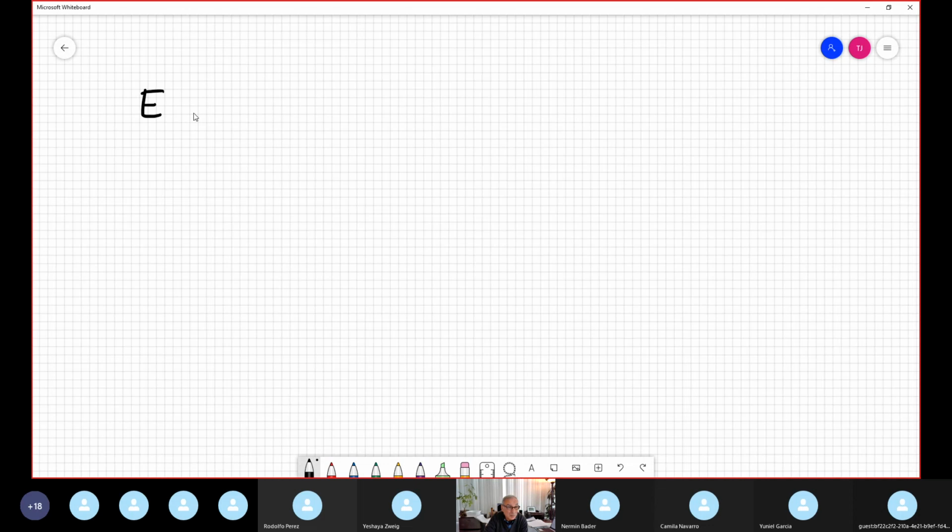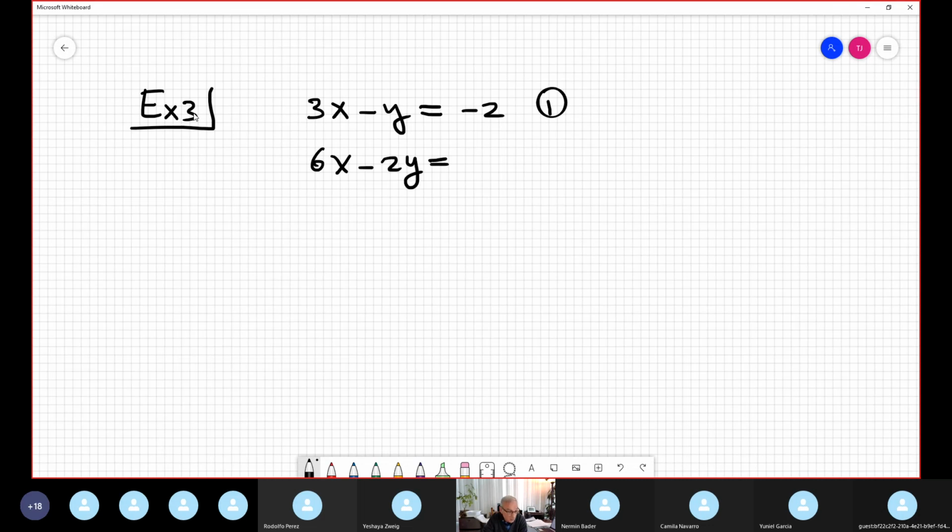Example 3. Example 3 is 3x minus y equals -2, equation 1. I want to put the number of the equation because when you have a complicated system in which you have not two equations, you have three equations, four equations, it's important to call the name. But in this case, no, it's easy, two equations only. 6x minus 2y equals -4, equation 2, and it's my system.